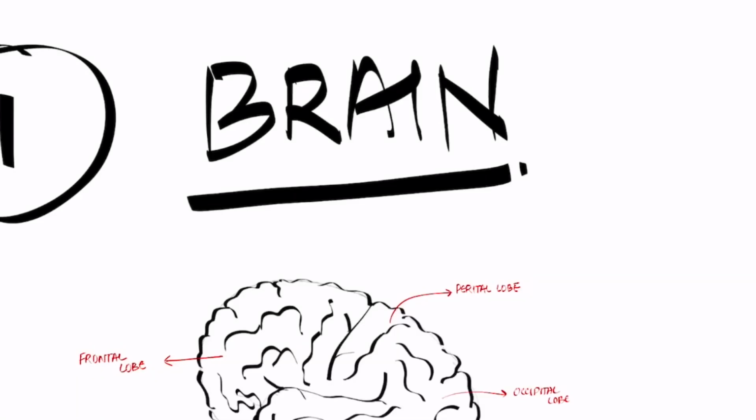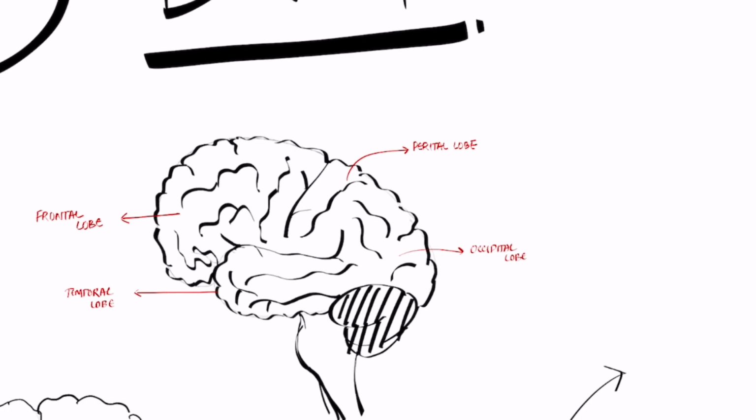Good day to all. Today we'll be talking about the brain's anatomy, its blood supply, and the clinical aspect combining the two, that is stroke. So to start off, let us look at the brain's anatomy.